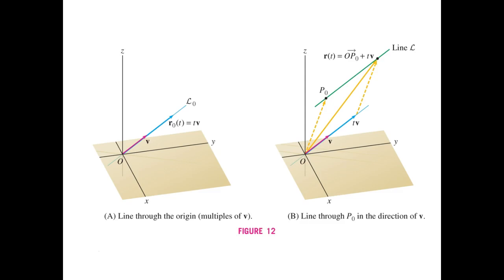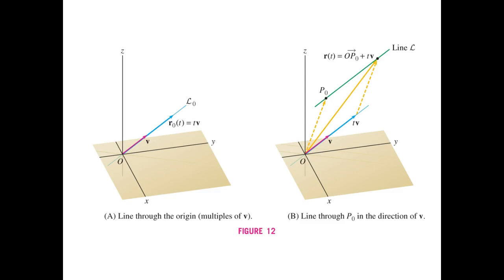P zero. Normally we name those A, B, C, but we've already used that, so let's call that D, E, F. Okay, this P0 here would have coordinates. This is a point. A point has coordinates in parentheses: D0, E0, F0. Those are the coordinates of that point right there.